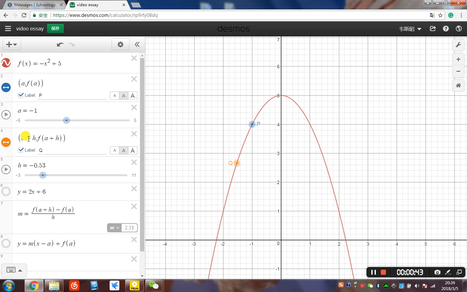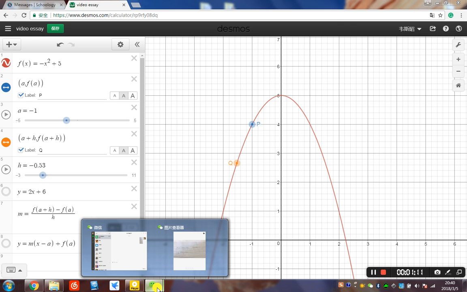Also, the h here means the distance between point Q and point P. So if h is smaller than 0, then this is going to be a preceding way, and if it's a positive number, which means it's bigger than 0, it's going to be a following way.